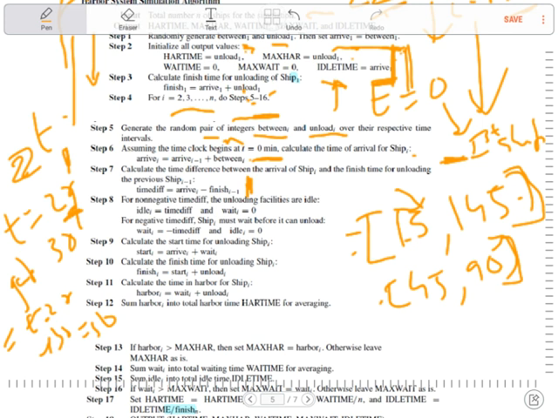Now depending on this time difference, as I said, there will be an if-else sort of situation. For a negative time difference, what does that mean? Negative time difference means arrive I minus finish I minus 1 is less than 0, so arrive I is less than finish I minus 1. That means this is the idle time for the harbor.